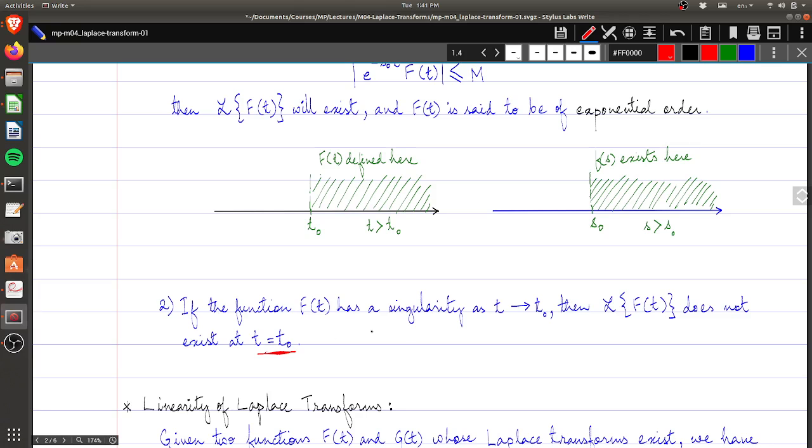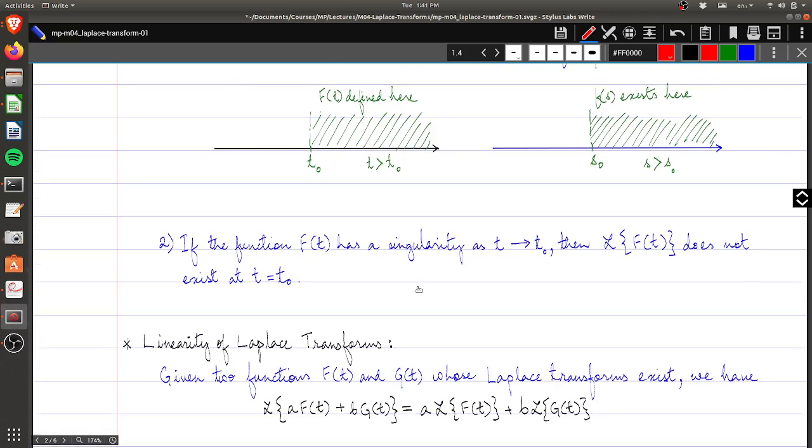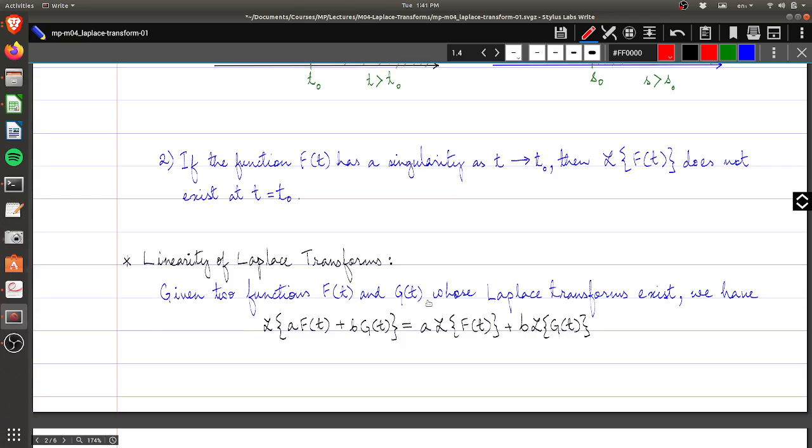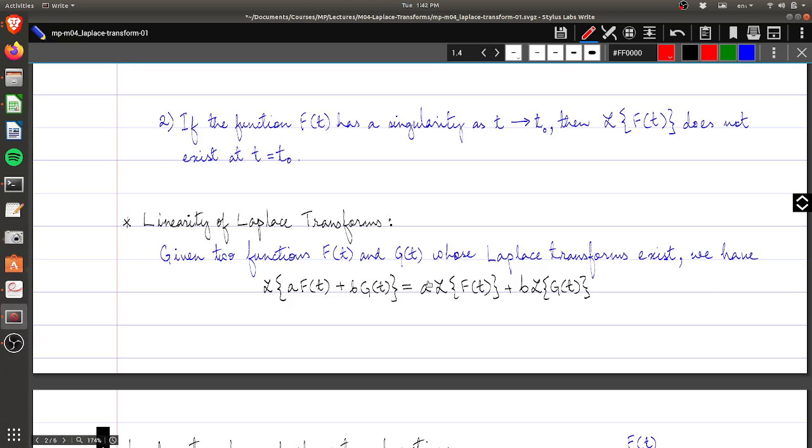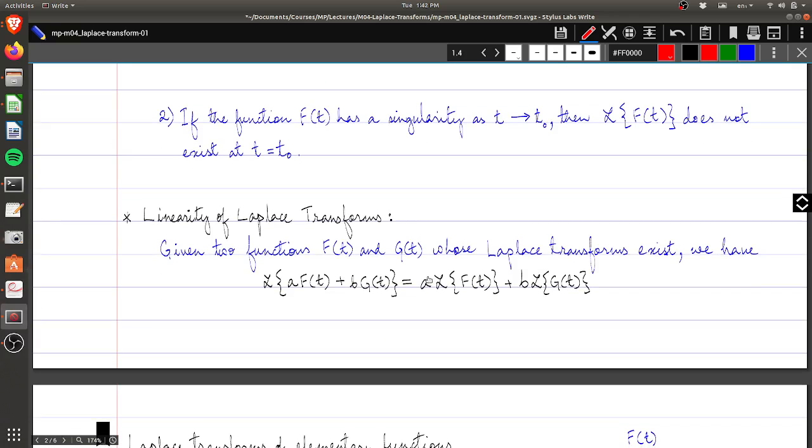Okay, now another property of the Laplace transform, which is called the linearity property, a very important property because that is going to help you solve a lot of problems. What it says is, suppose I have two functions, f of t and g of t, and we are assuming that the Laplace transform exists for both of these functions.